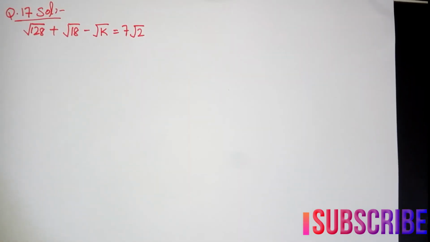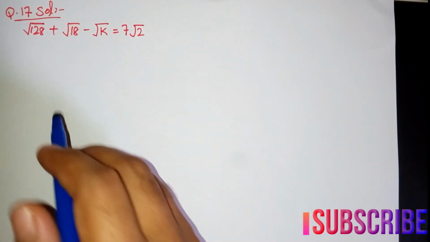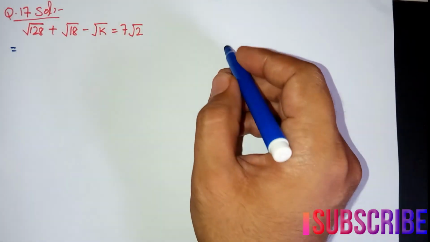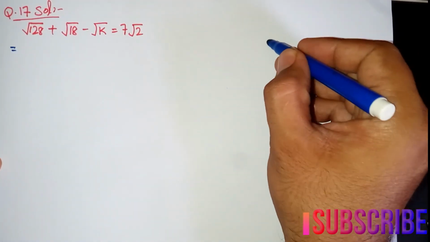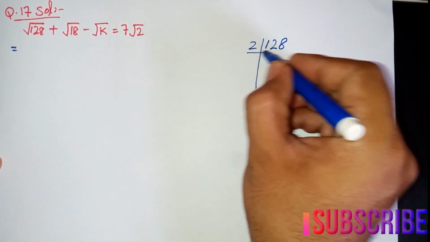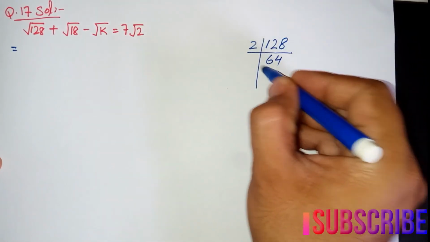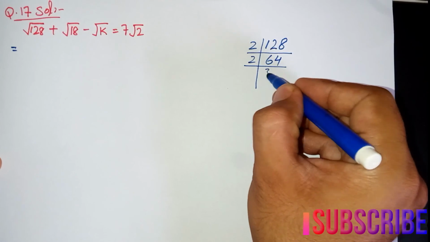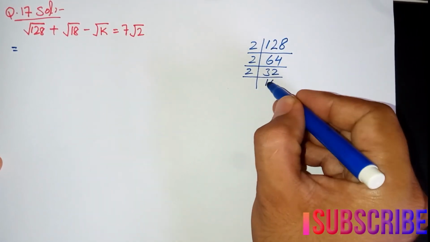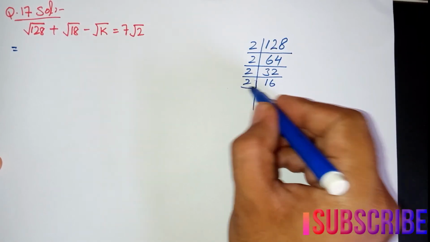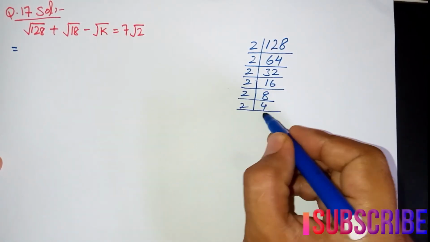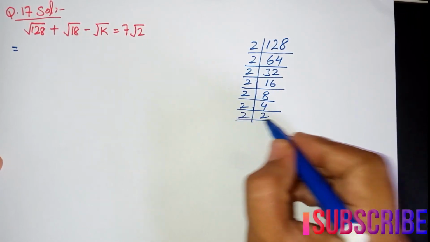Again, in this question we have to find the value of k. So square root 128. Let us find out the factors of 128. 128 divided by 2 will be 64. 64 divided by 2, 32. 32 divided by 2 will be 16. 16 divided by 2, 8. 8 divided by 2, 4. 4 divided by 2, 2. 2 divided by 2, 1.